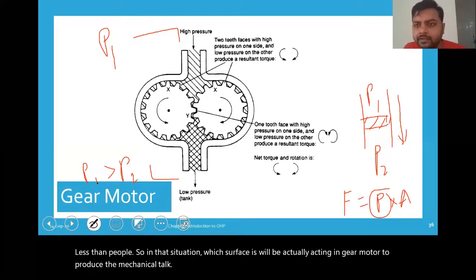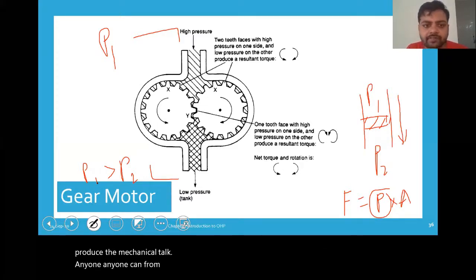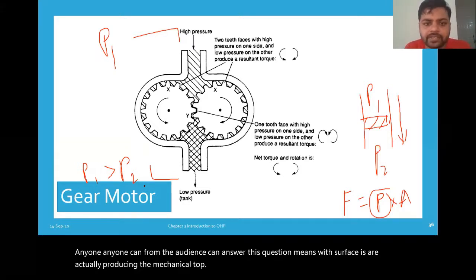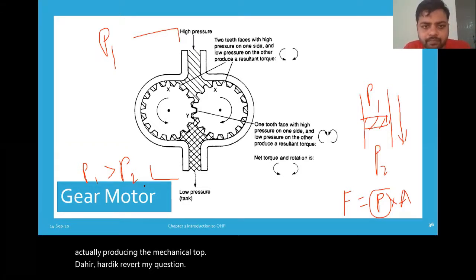Can anyone from the audience answer this question? Which surfaces are actually producing the mechanical torque? Tahir, Hardik, did you get my question? Jai is there, Parikshit is there, everyone is there. I hope you all understood my question.